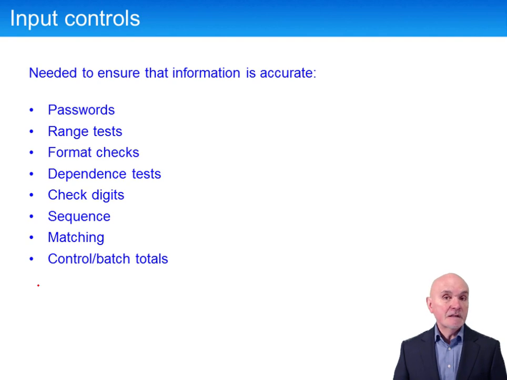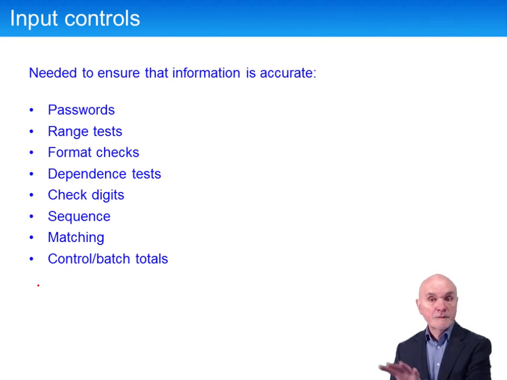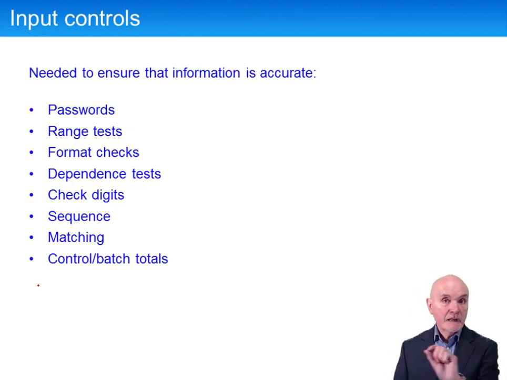Format checks. We've come across this with credit cards on the internet. Credit cards have 4 groups of 4 digits. The credit card number is 16 digits. This will reject something where maybe you only put in 12 of the digits, or you put in 17 or something like that.